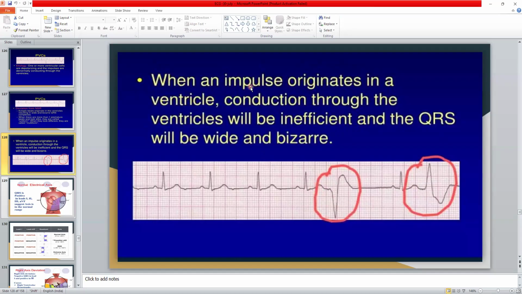Here the impulses, as I told you, originate in the ventricle, and conducting through the ventricles will be inefficient, and hence the QRS complexes will become wide and bizarre.